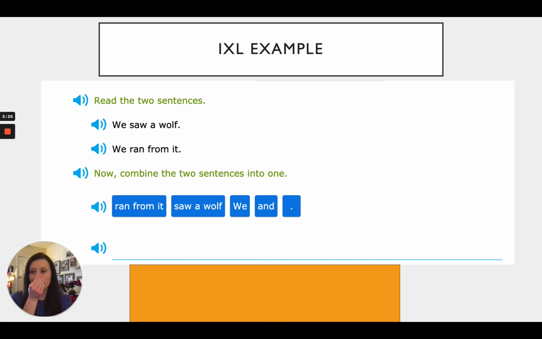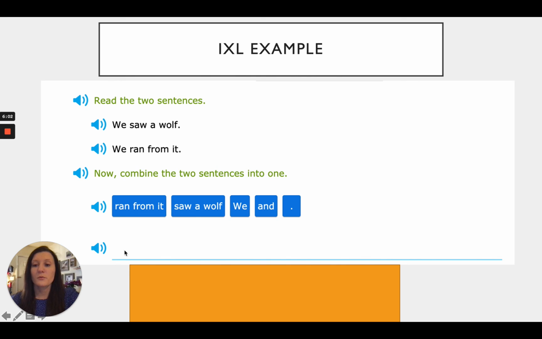All right, so let's look at an iExcel example here. So we're going to read the two sentences and then combine the two sentences into one. So our two sentences are, we saw a wolf and we ran from it. So again, remember we want to look for words that are capitalized because that can give us a clue of what word is going to start our sentence. So we know we is the only thing that is capitalized here. So we know it's going to start with we.